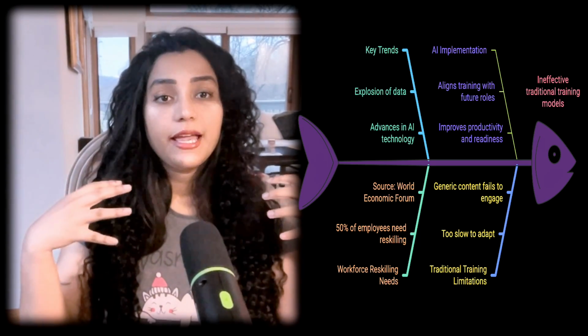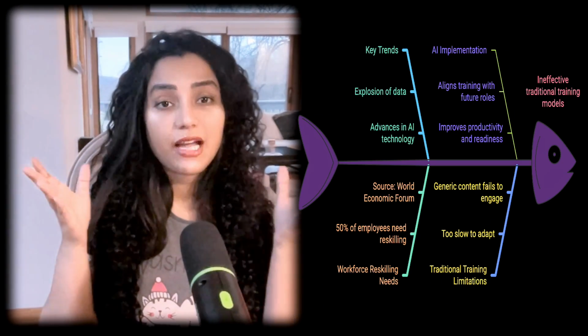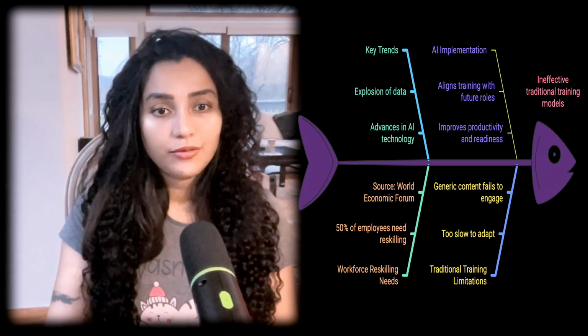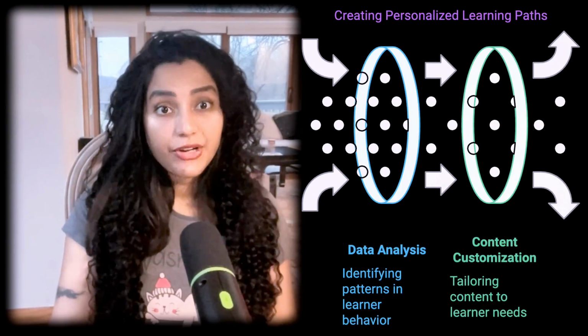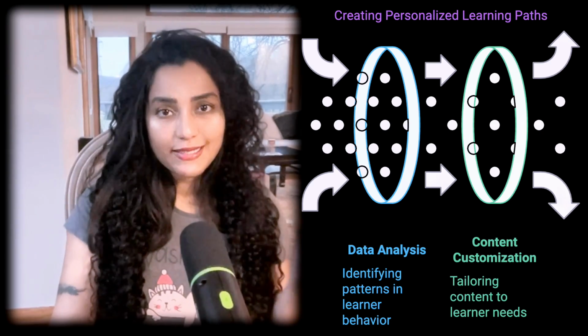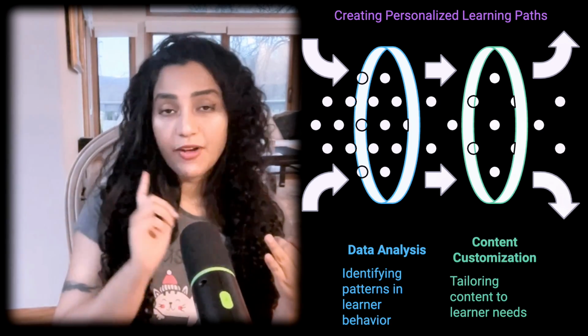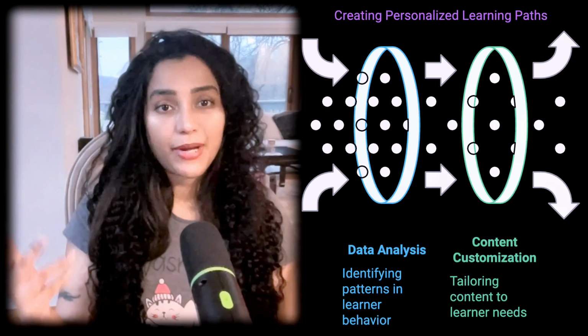Instead of forcing everyone down the same road, AI can create customized paths for each learner. Let me explain how. AI uses a combination of machine learning and data analytics to analyze a learner's past behavior, performance, preferences, and even their career aspirations. Based on this data, it identifies the learner's strengths, and it will identify the weaknesses and gaps. Here's how the process works step by step.